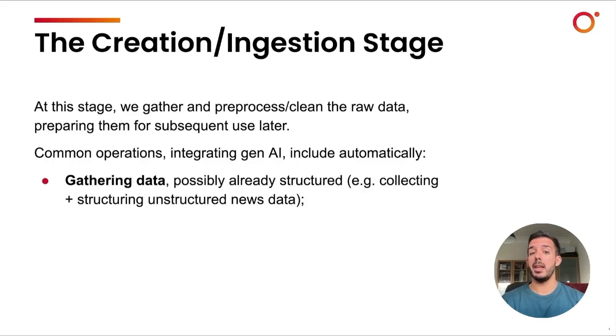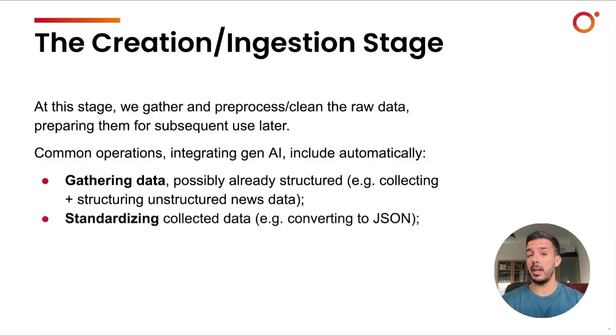Well, for example, gathering data, possibly already structured, or if they are not structured, we structure them with GenAI as well, right? So we may collect news data, for example, which are unstructured, and we also structure them automatically besides gathering them automatically. Or, for example, standardizing the data that we collect, for example, converting all of those data to a JSON format or other output format so that we can use them later.